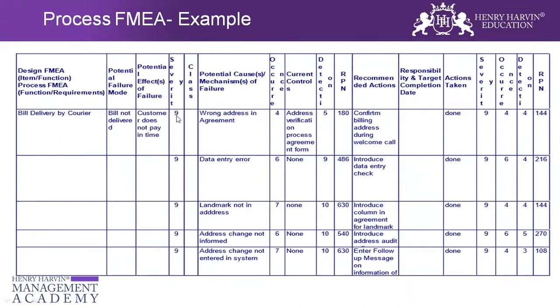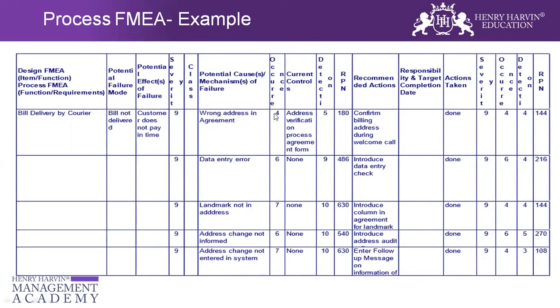How severe is it? Very severe, because we all work on the revenue. My customer will not pay me. How will I get the revenue out of it? Okay. What could be the potential cause? Because there is a wrong address in the agreement. And that's the reason: the address which the customer gave during the proposal was not correct.